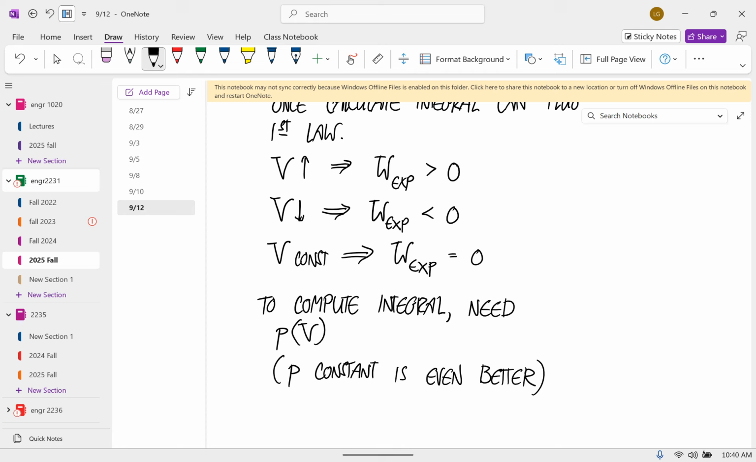Yes, what do you mean by the P constant is better? Like it makes it easier? It makes it easier to do the integral. Yeah, you don't have to deal with all the exponents and natural logs and stuff like that. That's all.